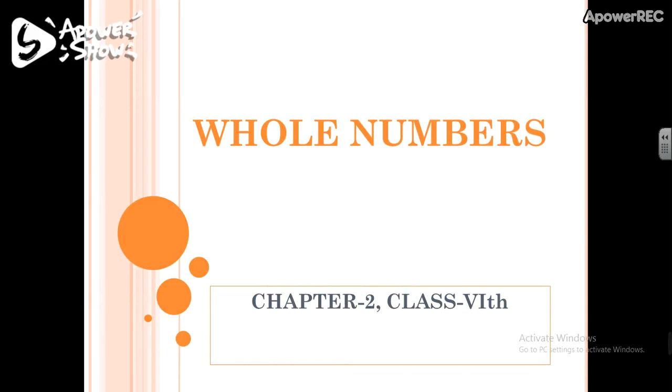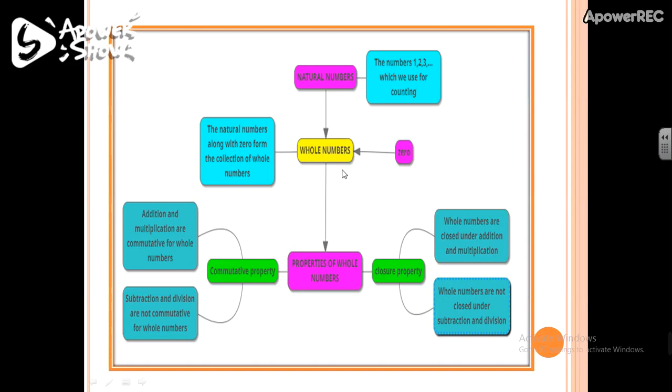Before learning what we are going to do in this session, we just quickly recap all those concepts which we have already learned in the previous sessions. So the first one is, what are whole numbers? We learned that whole numbers are a collection of natural numbers and zero, and natural numbers are those numbers which start from 1.